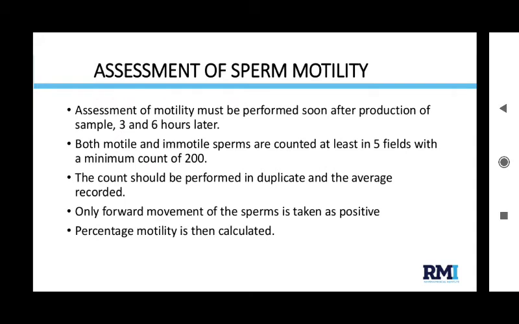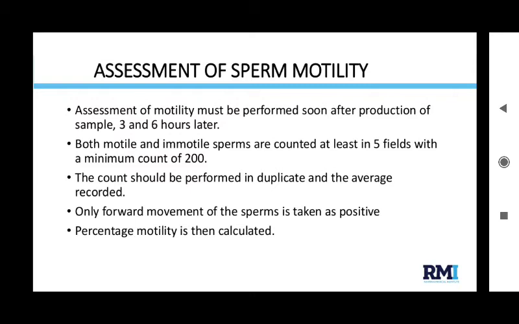Now, like we already discussed, not only the sperm count is important, along with that motility is also very important. So assessment of motility must be performed soon after production of sample, and 3 and 6 hours later. Both motile and immotile sperms are counted in at least 5 fields with a minimum count of 200. The count should be performed in duplicate and the average recorded. Only forward movement of sperms is taken as positive. Percentage motility is then calculated.